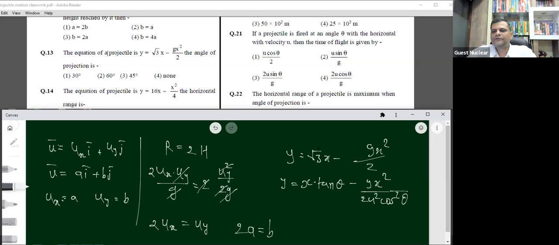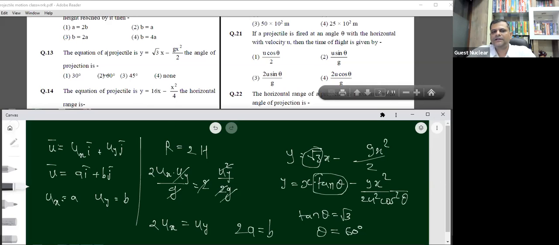So here the coefficient of x is root 3, but in the general equation the coefficient of x is tan theta. So if we equate tan theta with root 3, then we can conclude that theta is going to be equal to 60 degree, because we know that tan 60 is root 3. So the angle is 60 degree, which is option number 2 here.